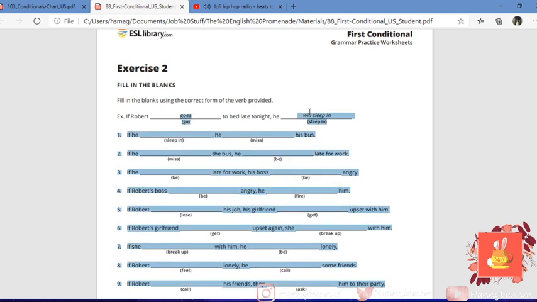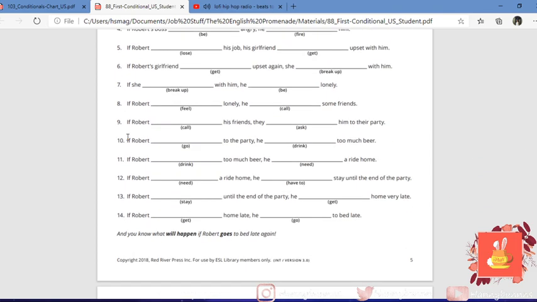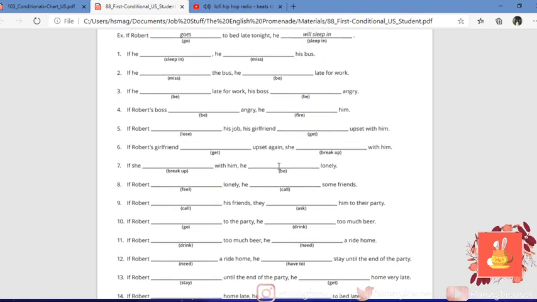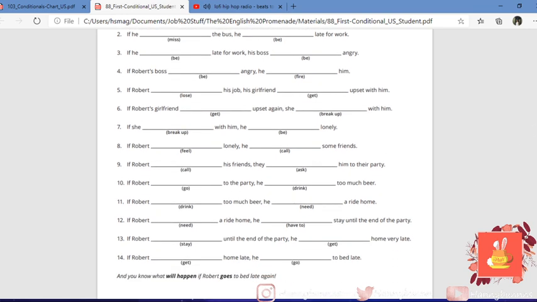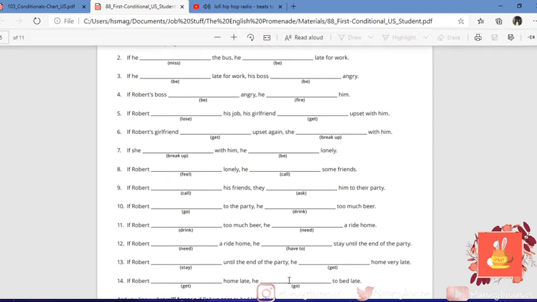So remember to put will at the front. And then I'll check how you guys do. You guys can go ahead and do 1 to 14. Let me see if I can scroll this down. There you go. 1 through 14. And then go ahead and post your answers here when you're ready.